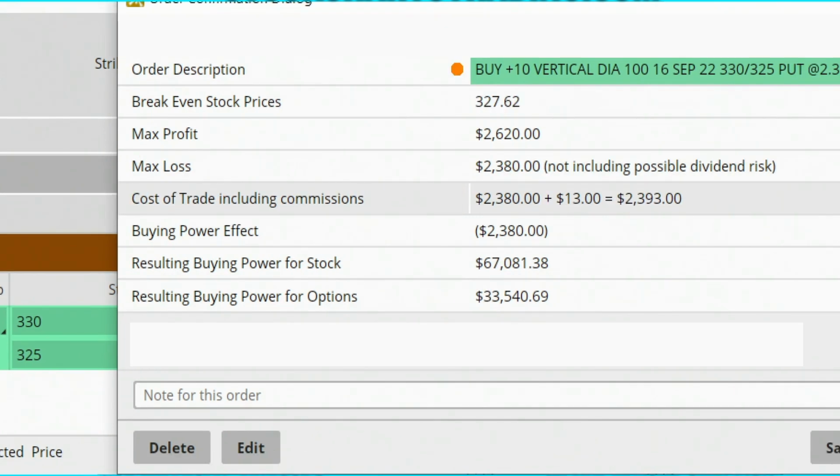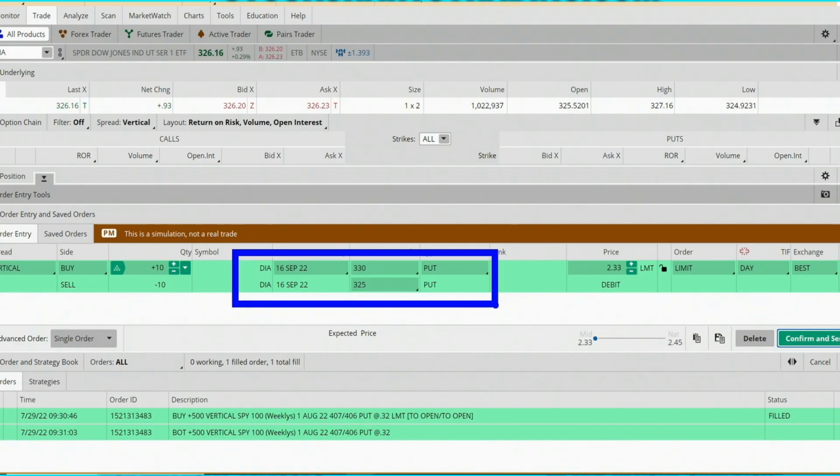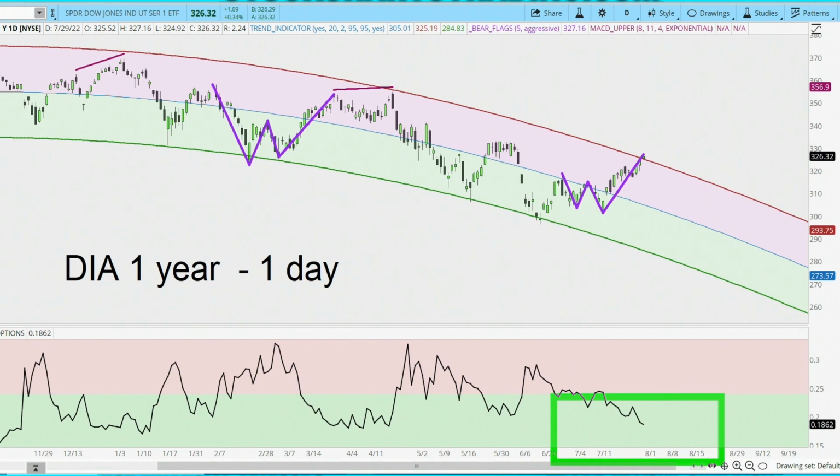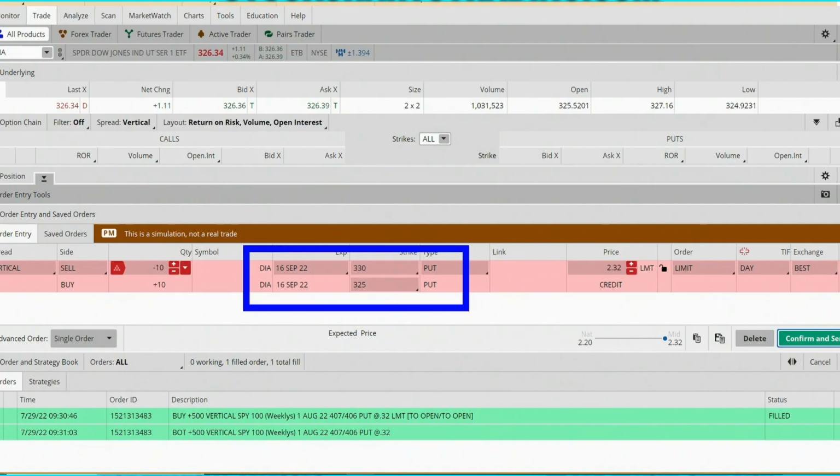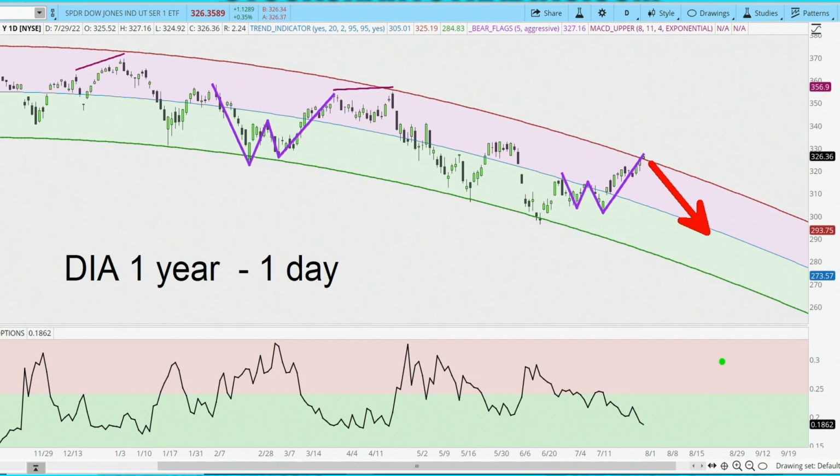But here's the kicker. Price action only needs to stay under $327.62 by the expiration of September 16th. Notice that the vertical trade setup is green, which also matches with the implied volatility indicator. When the implied volatility is green, that means you buy green option strategies. When the implied volatility is red, that means you sell option strategies. As price action goes lower, your implied volatility will come up into this red area, which means sell.